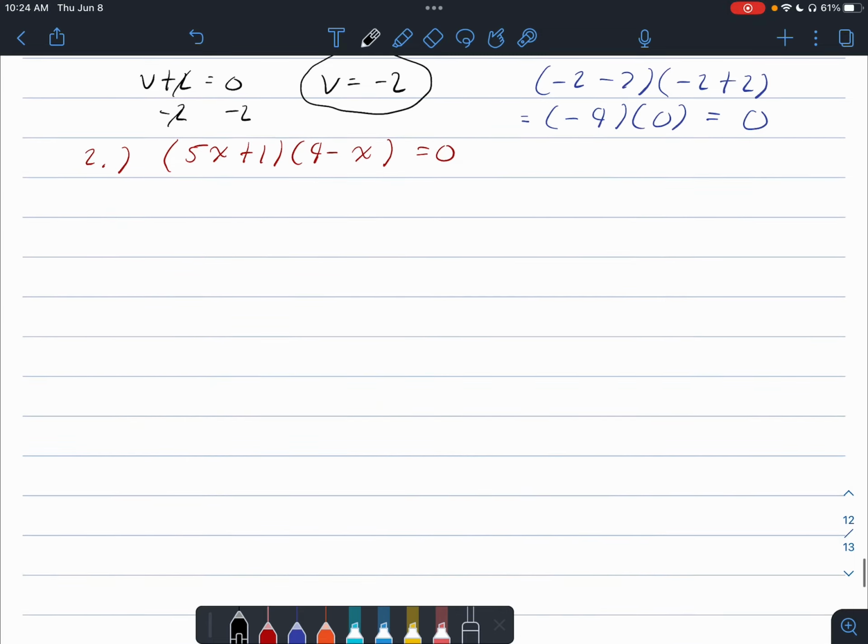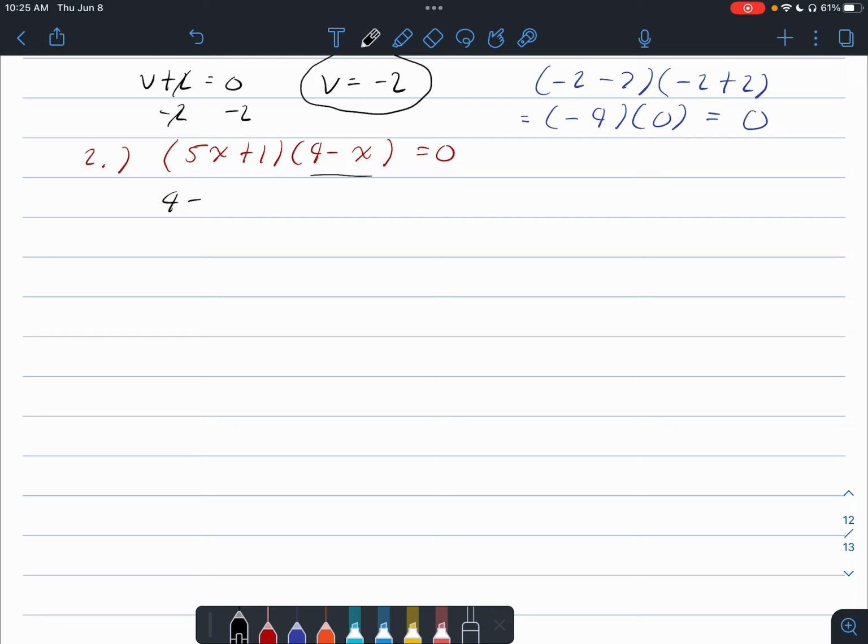Okay, let's take a look at another example. Here we're given 5x plus 1 in parentheses times 9 minus x in parentheses is equal to 0. So we want to figure out when this equation is equal to 0. Again, we have this in factored form. So let's take a look at the 9 minus x first. That one looks a little easier, so let's deal with that one first.